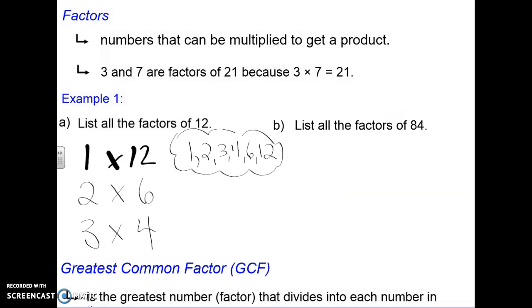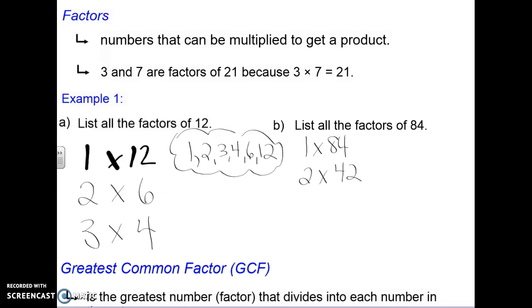So then we have to think about all the factors of 84. 84 is a much larger number. So again, I would try to do an organized list, and we always start with the one we miss the most often, 1. So 1 multiplied by 84 is 84. 2 multiplied by 42 is 84.